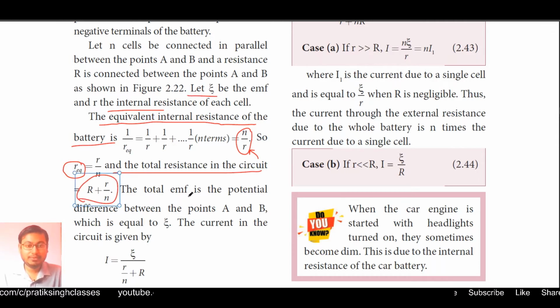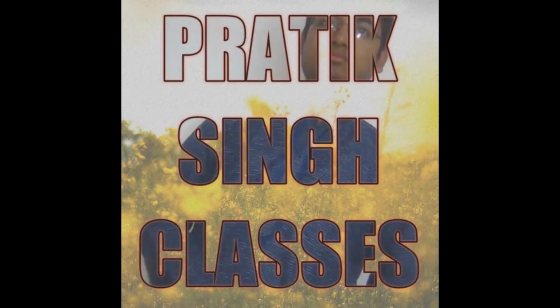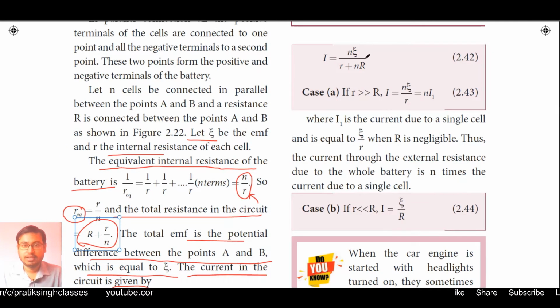The total EMF is the potential difference between the points A and B, which is equal to Xi. The current in the circuit is given by, we know very well, I is equal to V by R. So here I is equal to the total potential between A and B, Xi, divided by the total resistance, that is r by n plus R. When we do the algebraic calculations, we will get I is equal to n Xi by R plus n r.